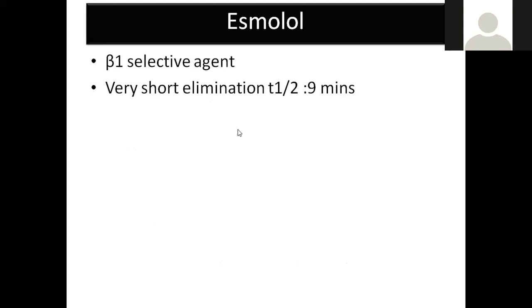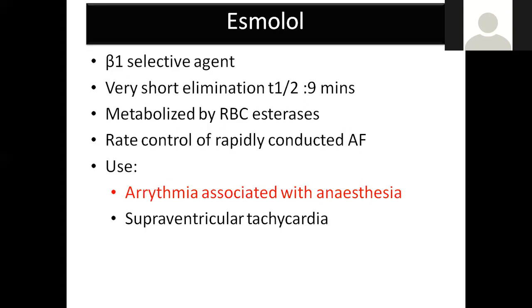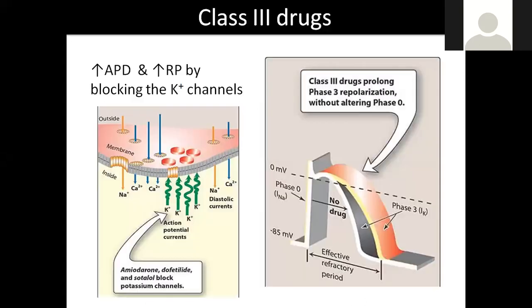Then if we talk about esmolol, it is a beta 1 selective agent. It has a very short elimination half-life of about 9 minutes, and it is metabolized by RBC esterases. It is used in the rate control of rapidly conducted atrial fibrillation, as well as with anesthesia and SPTs, that is supraventricular tachyarrhythmias.